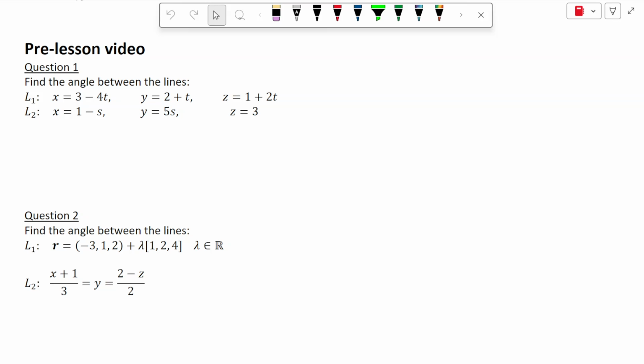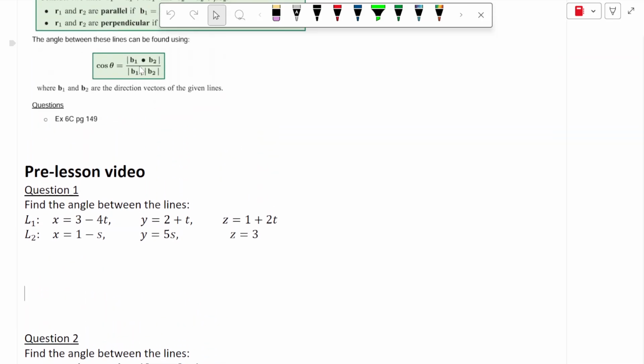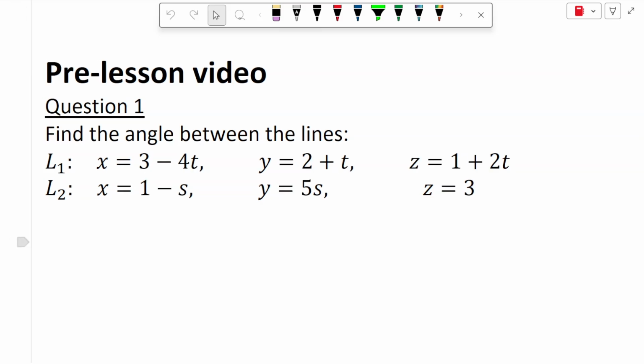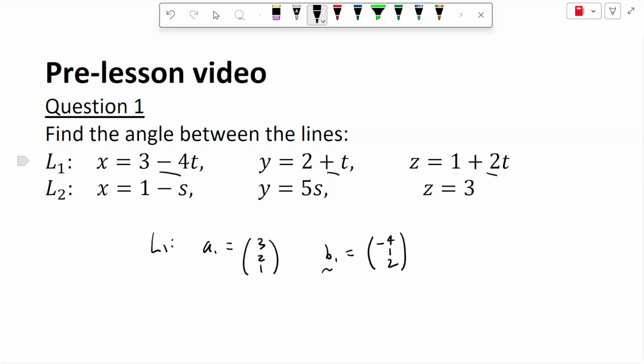In this video, we'll look at the angle between two lines. So it's actually the same formula for the angle between two vectors. You just use the direction vectors of the lines. So for line 1, the position vector is 3, 2, 1, and the direction vector is all the coefficients of t. So that's -4, 1, and 2. And yeah, the 3, 2, 1 just came from the constants out the front.